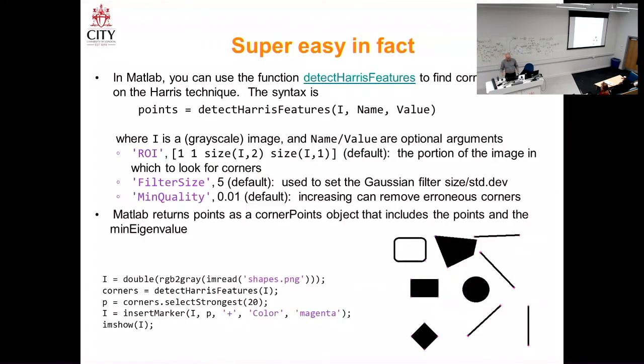Okay, so in MATLAB, you can use this function called detectHarrisFeatures, and it will find corners for you. And yeah, similar story. So you can control the region of interest. So you can say how big the window should be. You can control the filter size, etc. So just in a similar way, you can find corners. So we've got two ways now to find corners in an image.